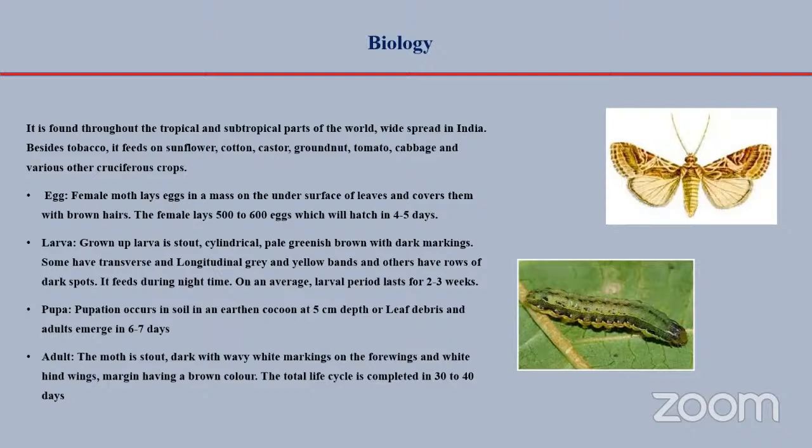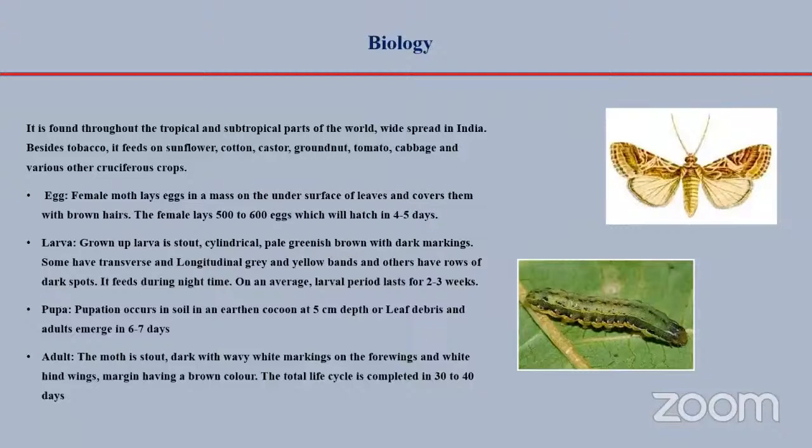So it feeds during night time. We know that they will be active during the night time. And on an average, the larval period will be about 2 to 3 weeks. So after 2 to 3 weeks, they will pupate, that too in the soil or in the leaf debris. If it is in the soil, it will be at a depth of 5 cm.